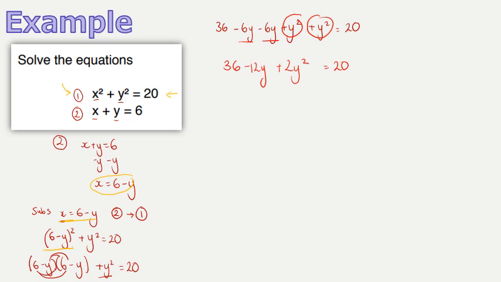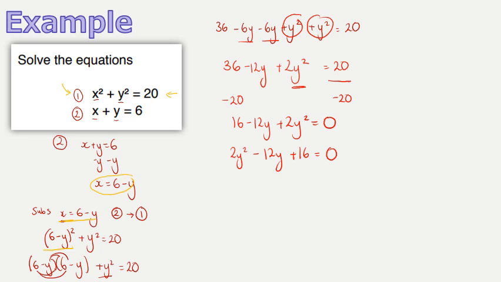Carrying that on, I can see I've got a quadratic expression. I've got y squareds, I've got y's, and I've got some numbers. And in order to be able to solve this, I need to make it equal to 0. So I need to take away 20 from both sides. I end up with 16 minus 12y plus 2y squared equals 0. And now I'll be able to solve it. Putting it into the form that we normally see it, writing the y squared first, then the y, then the number, I've got this here.